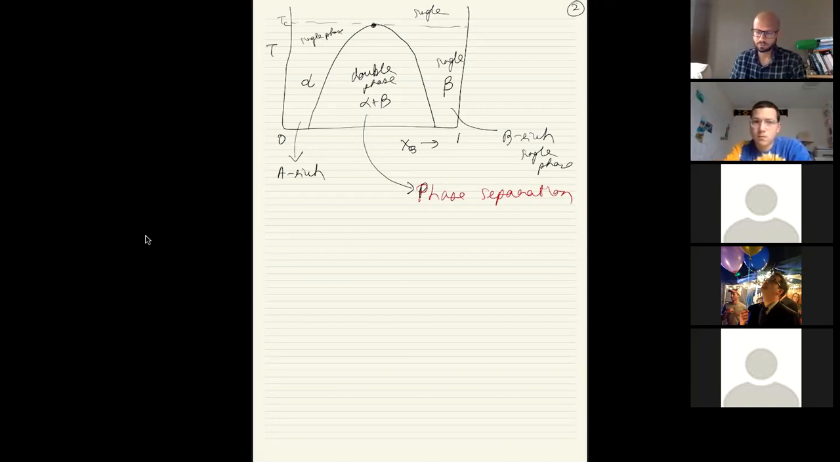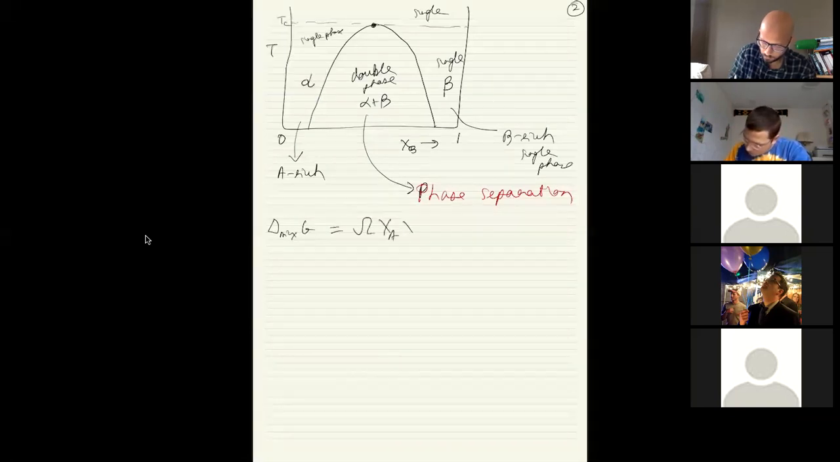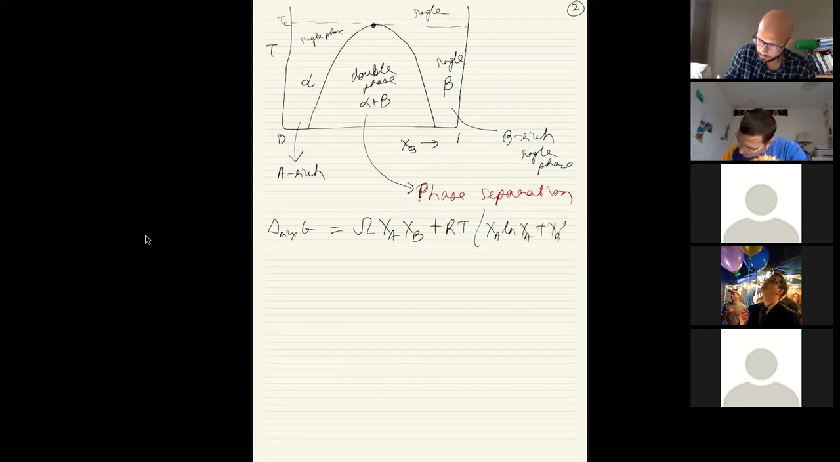So first of all, thanks, Jared. If it was an ideal solution, entropy would dominate and we would never get a two-phase region. It wouldn't happen. But we have seen that for a regular solution model, the Gibbs free energy of mixing, per mole, is given by omega xA xB plus RT (xA ln xA plus xB ln xB), with omega not equal to zero in general for a regular solution model.